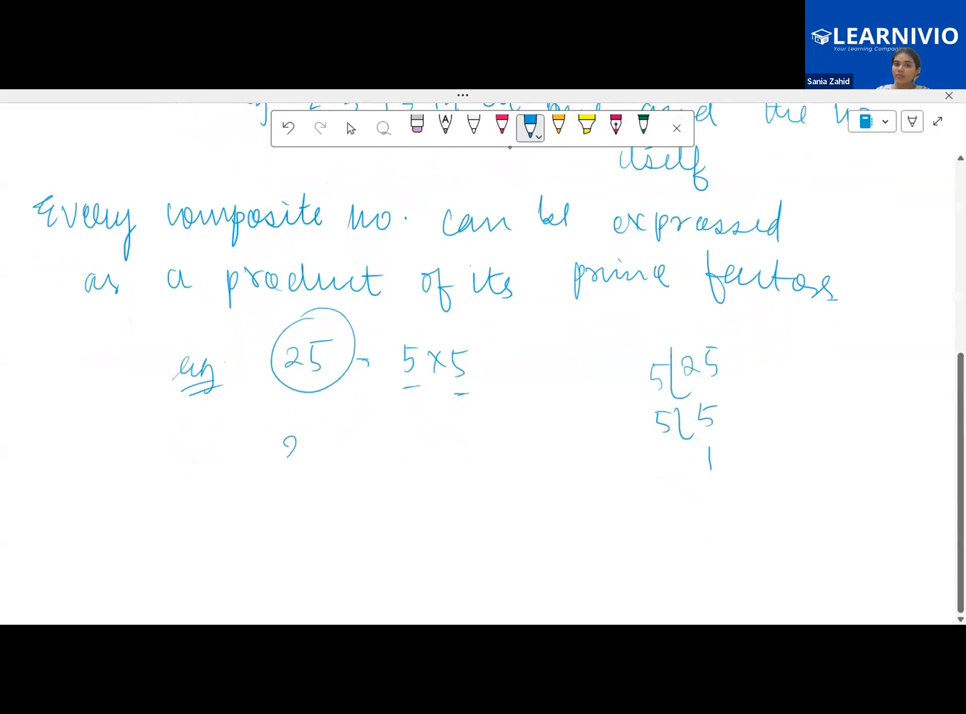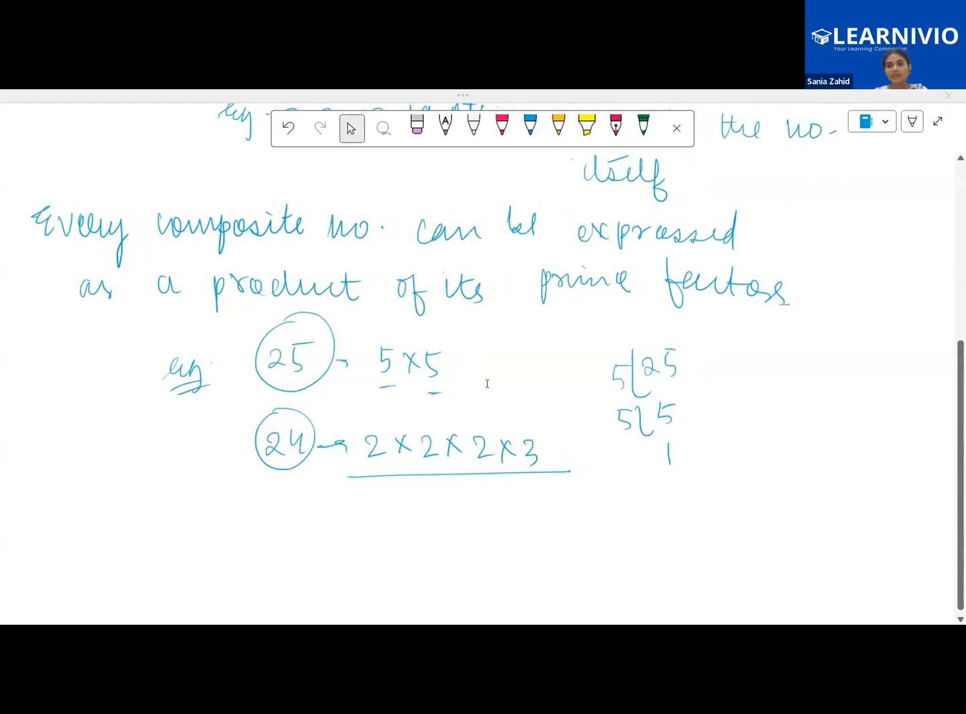Similarly, I have 24. So 24 can be represented as 2 into 2 into 2 into 3. Right? So again, 2 is a prime number, 3 is a prime number, and 24 is a composite number. So again, 24 is being represented as a product of its prime factors. Do you understand now what the fundamental theorem of arithmetic is? It basically talks about prime factorization.